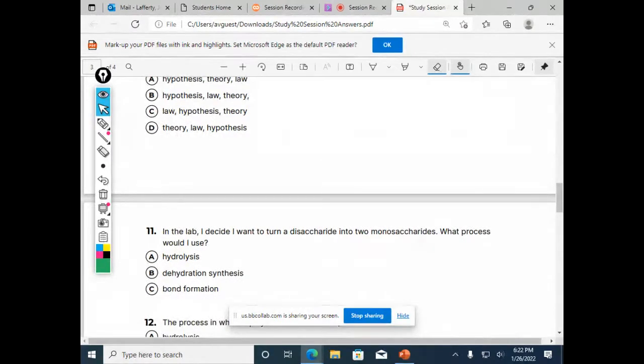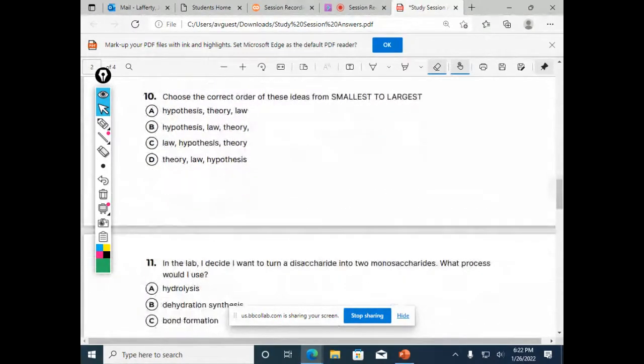Choose the correct order of these ideas from smallest to largest. Which two should I automatically be able to get rid of? C and D. Good. So we know hypothesis is the smallest because, what are the two factors of a good hypothesis? Good. Testable and falsifiable. Good.